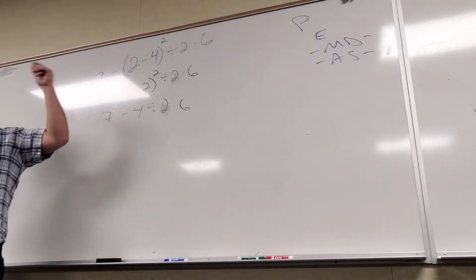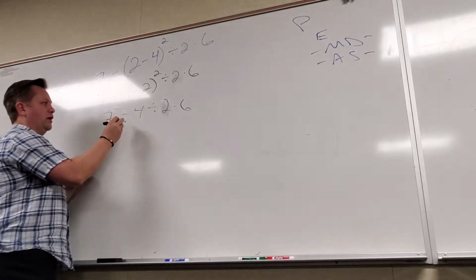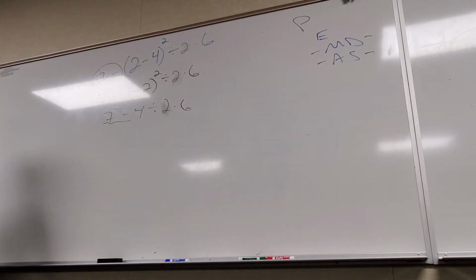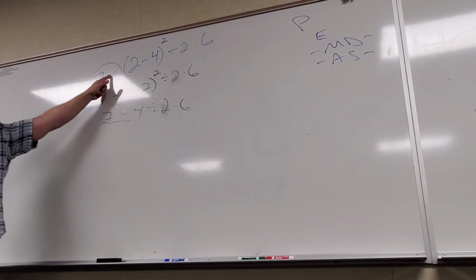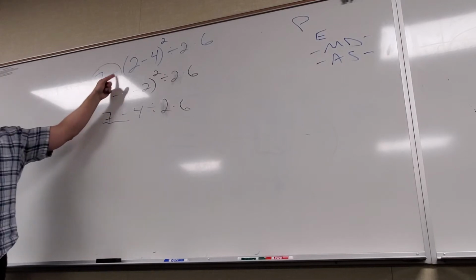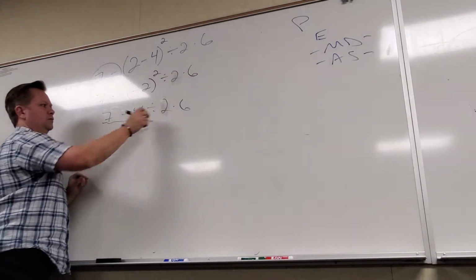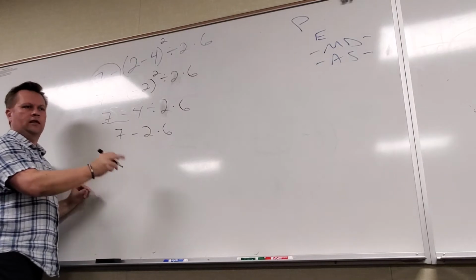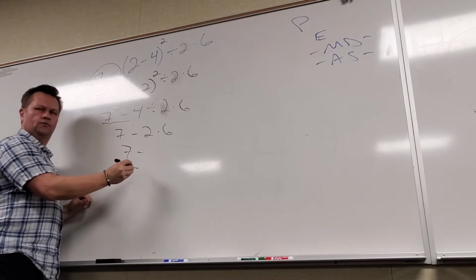So now what would I do next? Divide, right? From the very beginning, you can identify subtraction as the last thing you do, because it's the very last part of PEMDAS. What's at the end of PEMDAS? Subtraction, addition. So I know I'm doing that last. 7 minus, I don't know yet. So what do you get? 4 divided by 2? 2. And now what do you do next? Multiplication. 7 minus 12.